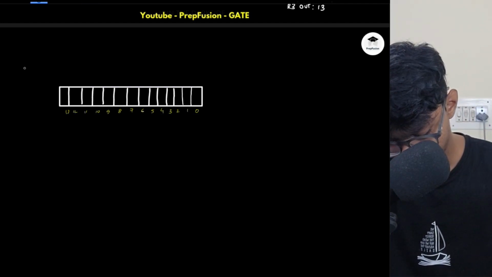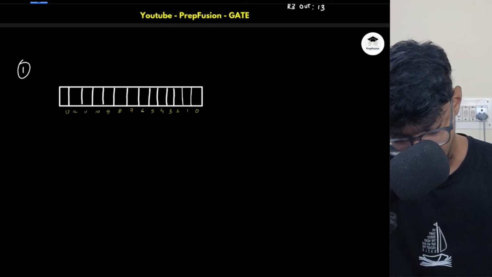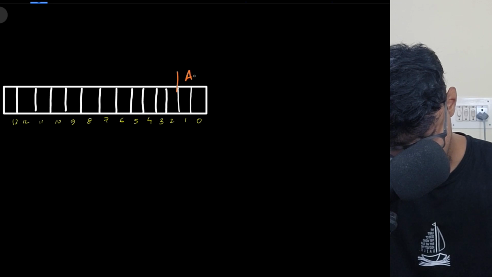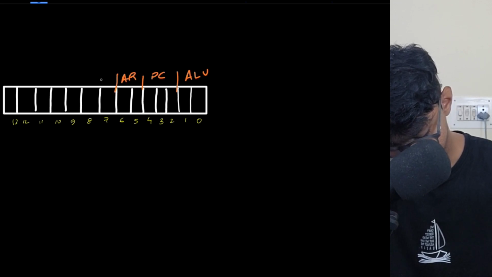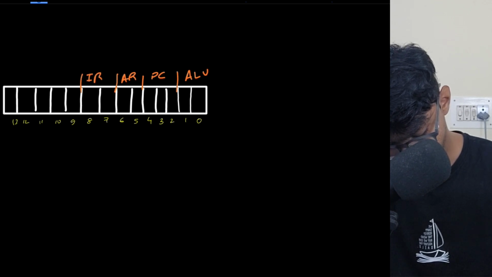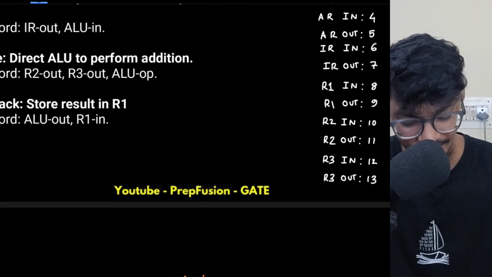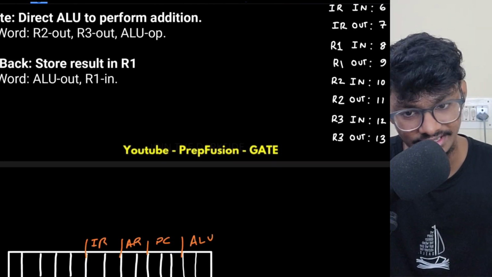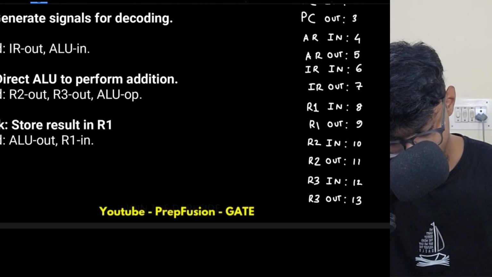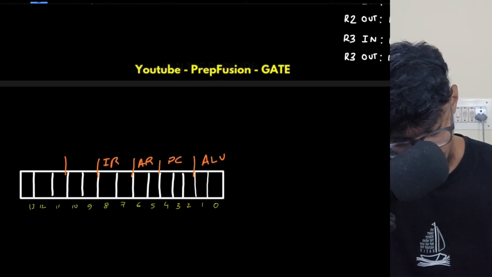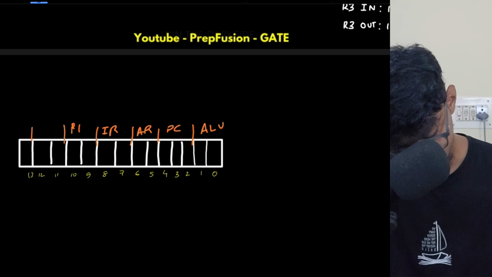This is the first one, where I will mark the points for better understanding. This is ALU, this is PC, this is the address register, this is the instruction register. I forgot to write the data register, but I hope you understand that the data register is also there. Actually, first it goes to the data register, then to the instruction register. Then I have the registers R1, R2 and R3, just a hypothetical system. Somewhere I may have messed up, yes, here I have messed up.